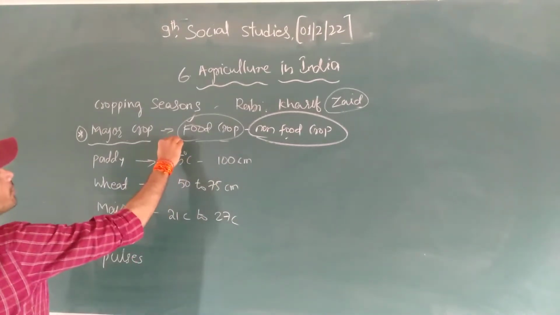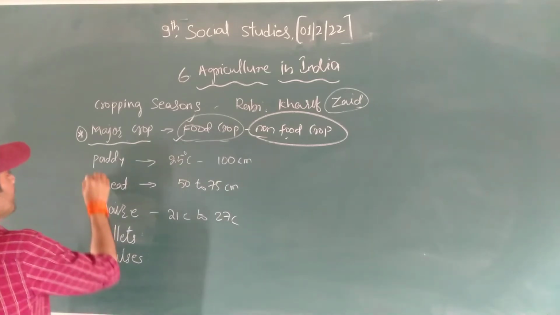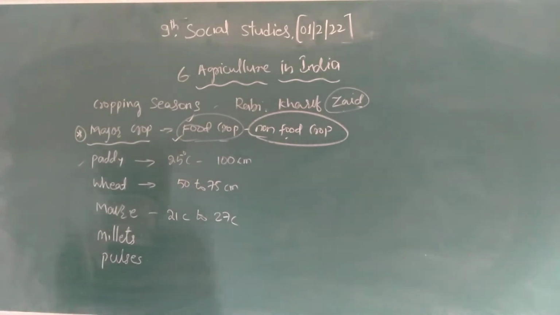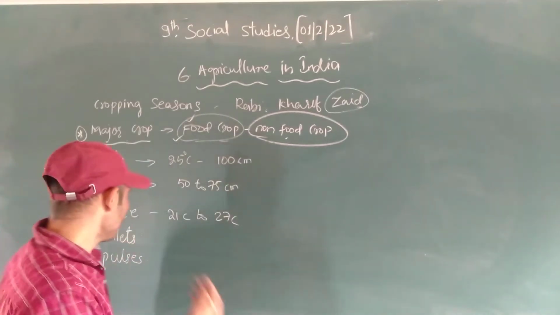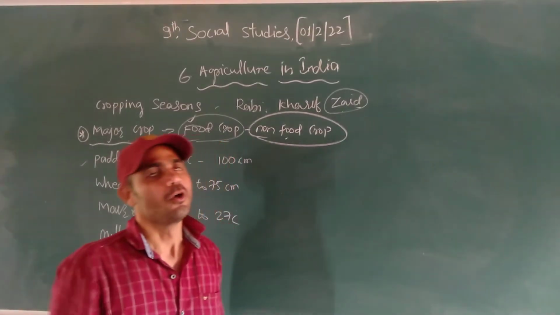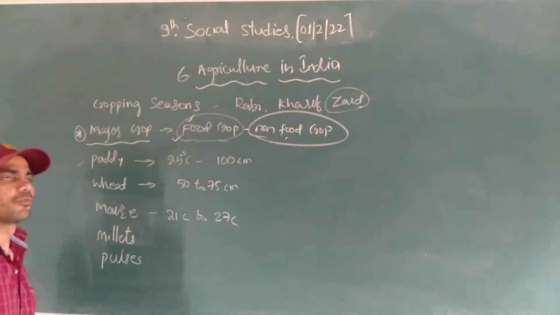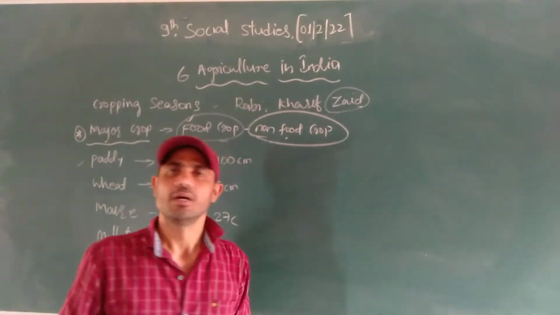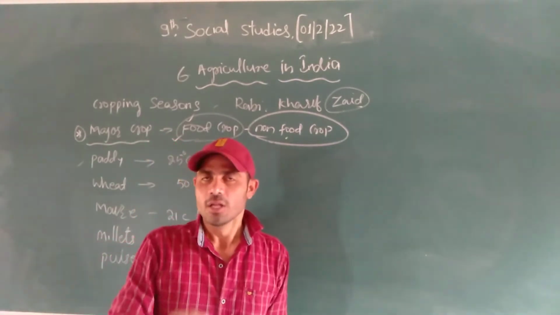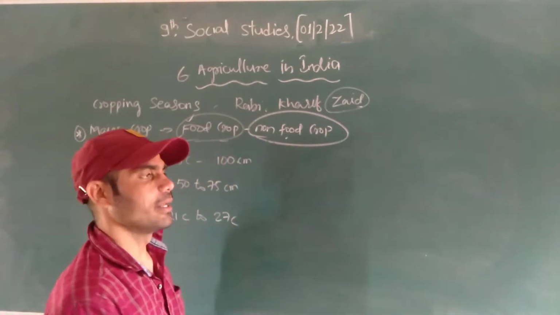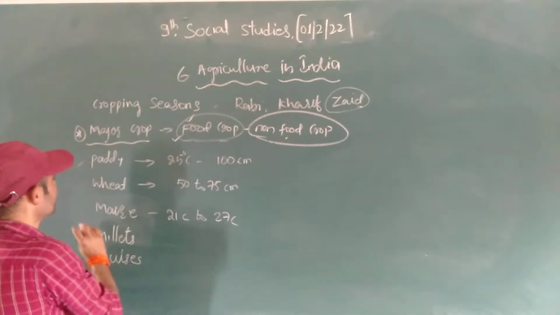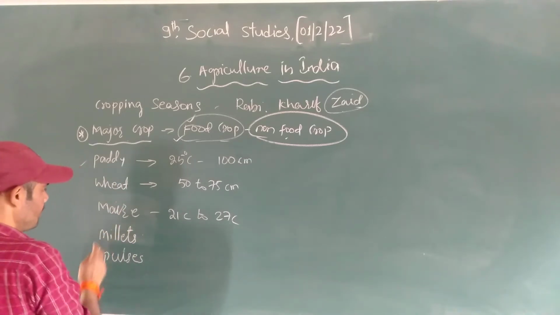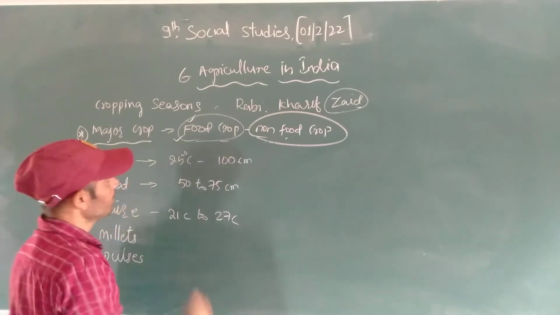In the food crops, we have the major crops: paddy, wheat, millet, oilseeds, and pulses. All these kinds of food crops we have. And these crops are the backbone of our agriculture sector. Why? Because in most areas of India we are producing paddy. Somewhere we produce paddy, wheat, maize, and millet. All these things are food crops.